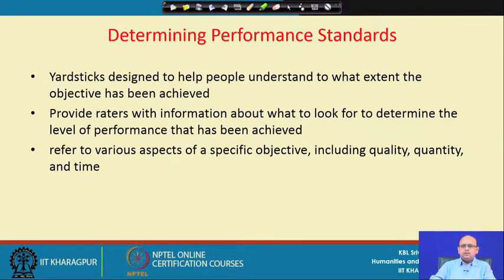So, these standards are designed to make clear what you need to achieve, okay. And those who are going to evaluate performance also know the standard against which the performance of the people is to be judged, and the level of performance that the person has achieved, right. So, it is related to specific objectives including quality, quantity and time. For example, how many, what kind of product you have sold and within which period, right. Suppose it is a financial year and you expect a salesman to sell a number of products, within a time frame of say 6 months, and what kind of product you are selling, right. So, everything is to be covered when you are talking about specific objectives, and that is how we go about determining performance standards.